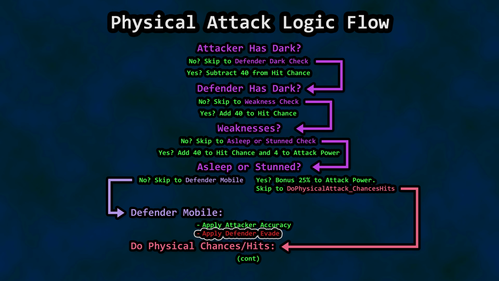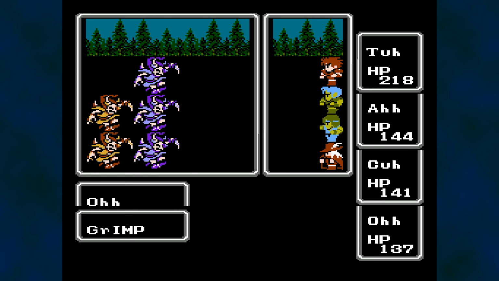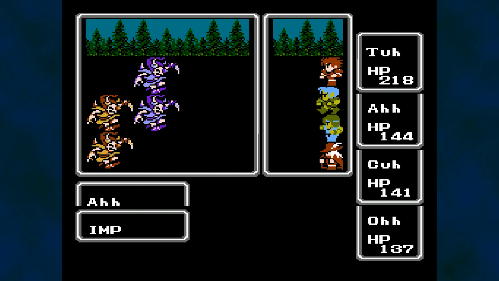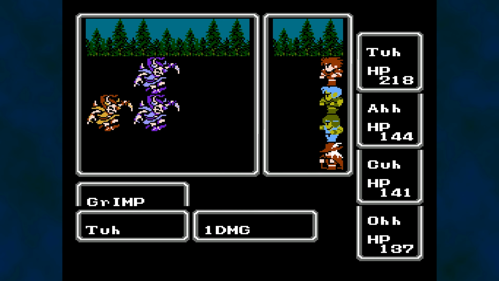Sure, an enemy can evade when it is asleep, but why should the attacker also lose their accuracy bonus in this case? I think the intention here was to apply accuracy from the attacker, but skip subtracting the evade from the defender. So, the hit chance will always be 84% when an enemy is asleep or stunned unless one of these other special cases factored into it. Final Fantasy seems to have been designed and programmed at the same time, and it wasn't finished before it saw a release. And that seems like a very common occurrence based on the games we've seen on Behind the Code.